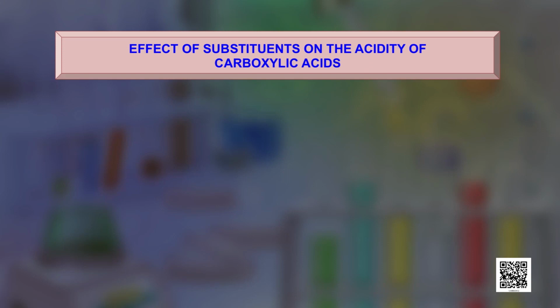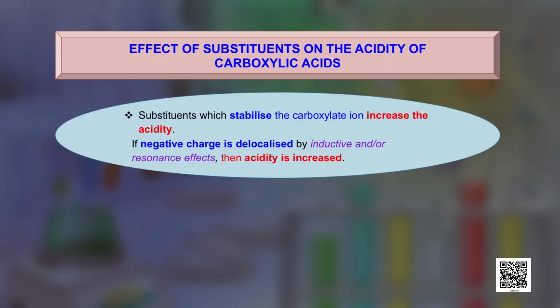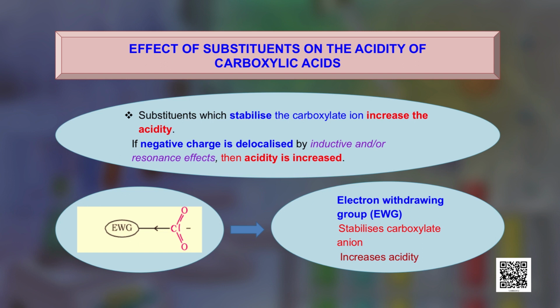Let us next consider the effect of substituents on the acidity of carboxylic acids. Substituents which stabilize the carboxylate ion increase the acidity if negative charge is delocalized by either inductive effect or by resonance effect or by both these effects. Then these increase the acidity of the carboxylic acid. So, electron withdrawing groups stabilize the carboxylate anion and therefore increase the acidity of the carboxylic acid.